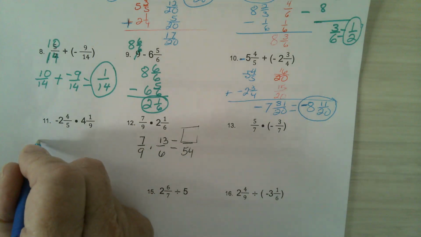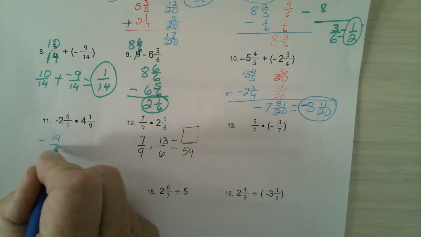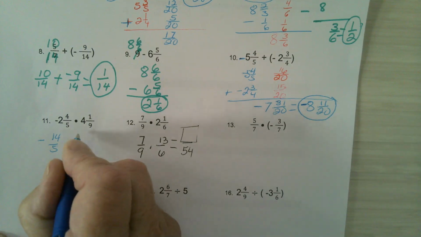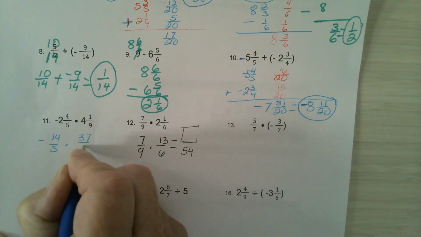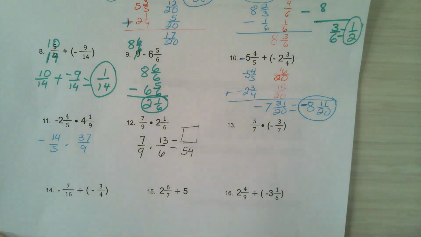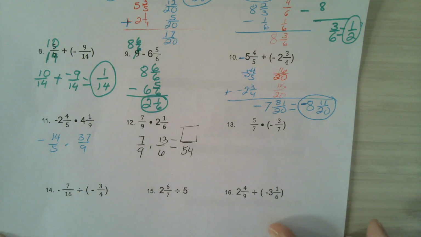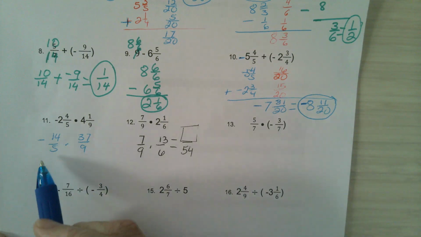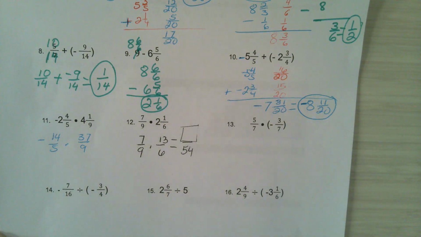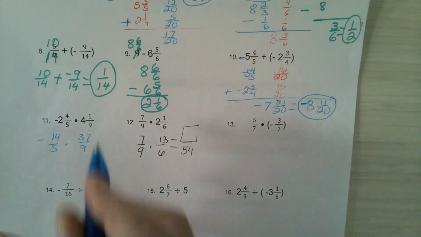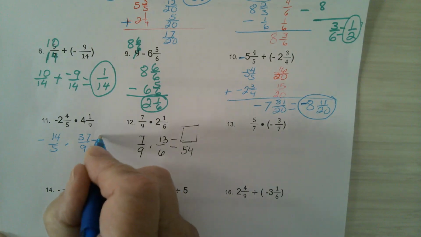This is going to be -14/5 times 37/9. Now for number 11, this is part of the work that I'm going to be grading. If you did not change them to improper fractions, you will lose your points. So make sure you have it as an improper fraction. There is no shortcut on this problem. You cannot simplify before you multiply. The answer will be negative.